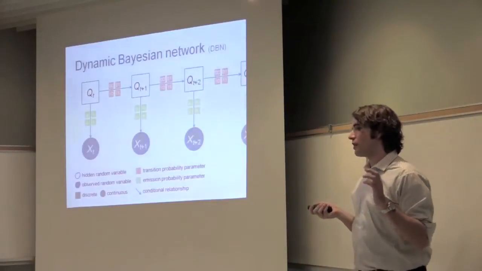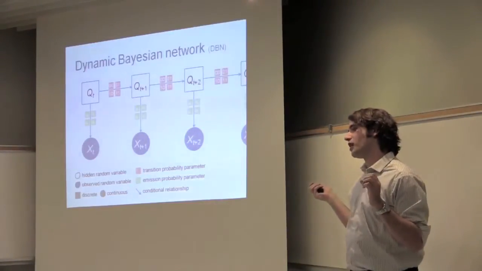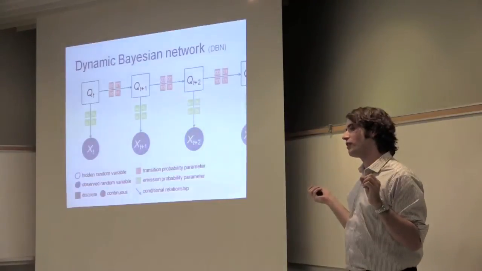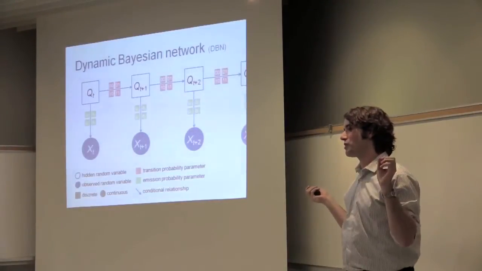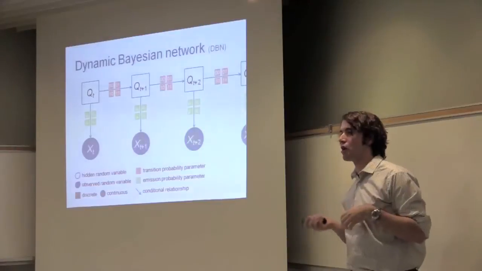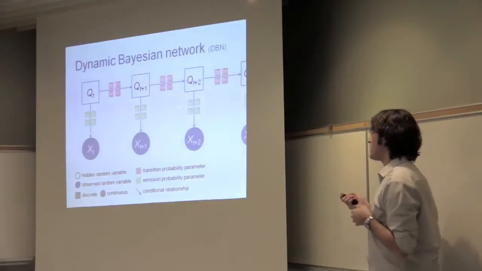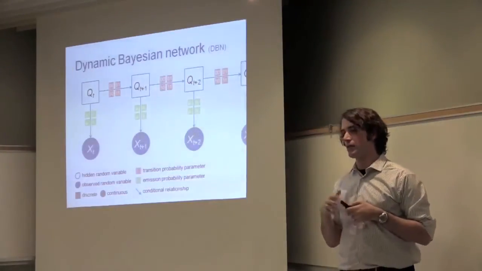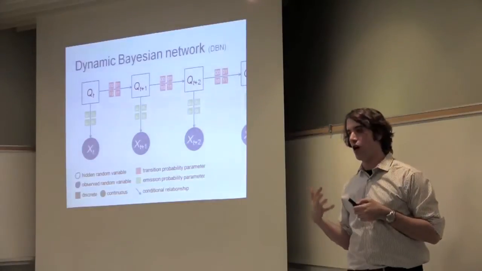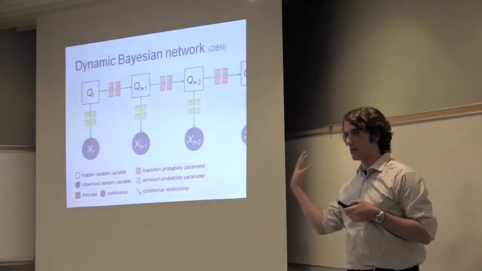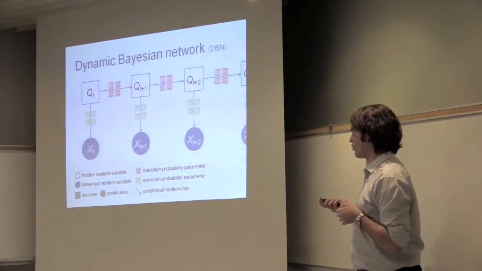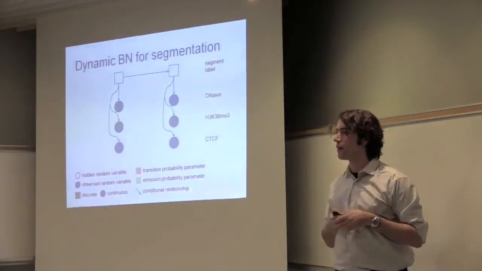And any of you know what this particular kind of dynamic Bayesian network is called? Anyone? I know some of you. Yes, so this is a hidden Markov model. So this is a different way of describing a hidden Markov model than is often used in the bioinformatics literature, but this is something that's quite often used in the graphical model and machine learning literature.